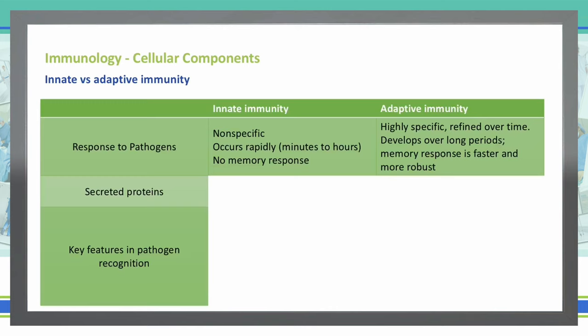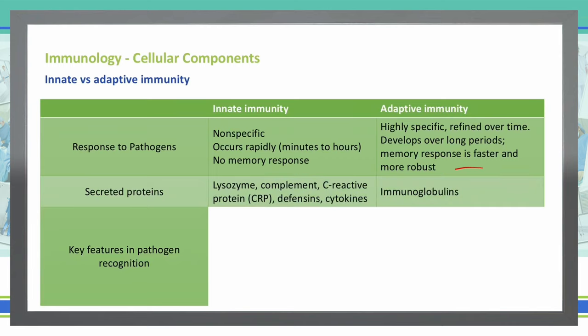That is in direct contrast to the adaptive immunity. The adaptive immunity is highly specific, and as you are exposed to other pathogens over a period of time, it continues to be refined. So this develops over long periods. The memory response is faster and more robust. The innate immunity secretes lysozyme, complement, C-reactive protein, also known as CRP, defensins, and cytokines, whereas the adaptive immunity is your immunoglobulins. Think of IgG, IgA, IgM. Those are part of your adaptive immunity.